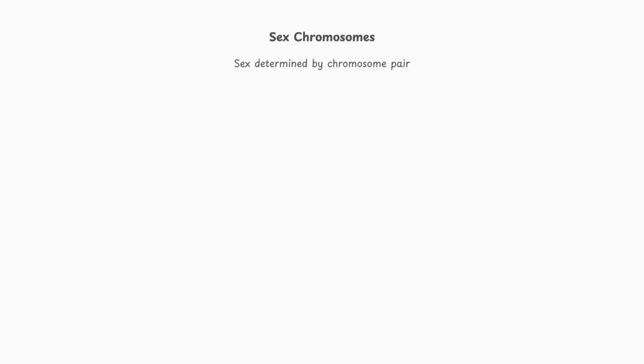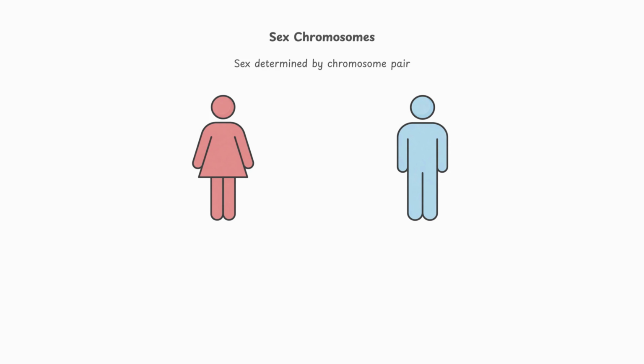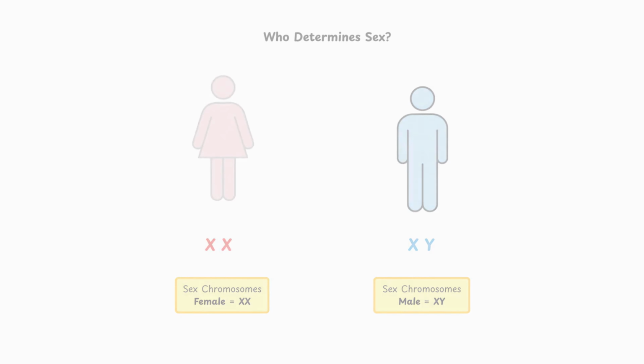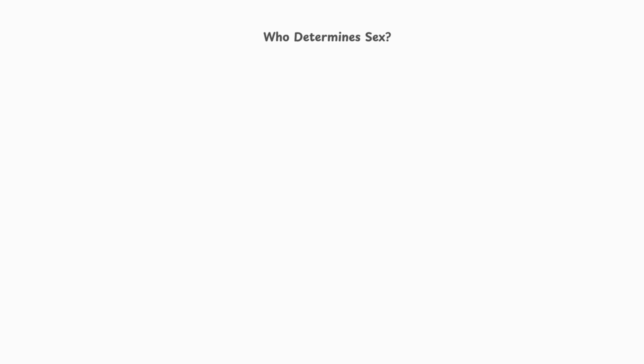Let's get started. Sex chromosomes are the chromosomes that determine whether a baby will be male or female. Humans have one pair of sex chromosomes, and this pair decides biological sex. A female has two X chromosomes, written as XX. A male has one X chromosome and one Y chromosome, written as XY. Every human body cell contains 23 pairs of chromosomes, and one of these pairs is responsible for determining biological sex.